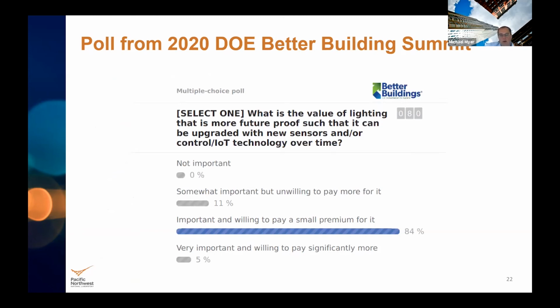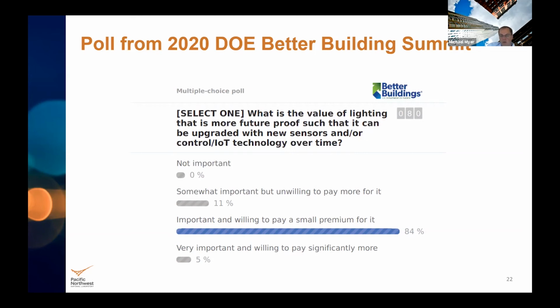Price is something that I've mentioned a couple of times in the beginning, and you might be thinking, well, great, these are a lot of features. How does this get addressed in price? So we did ask at the 2020 DOE Better Building Summit, what would be the value and what would you be possibly willing to pay for a fixture that could be upgraded over time? And we did receive a fair amount of feedback saying that they would be willing to pay a small premium for that. I like this slide because it demonstrates end users do recognize the benefit of it and a potential need to pay a price premium for it.